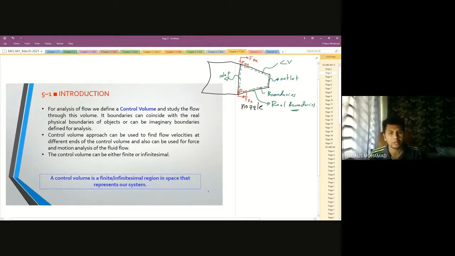Okay, so control volume can be used to find flow velocity. Based on conservation of mass, conservation of energy, and conservation of momentum, we can find velocity, we can find the forces. Okay, this is for force analysis and also motion analysis. In fact, we can find the pressure, gauge pressure based on energy equation. Okay, so there is some overview how to set up ataupun how to choose your control volume.